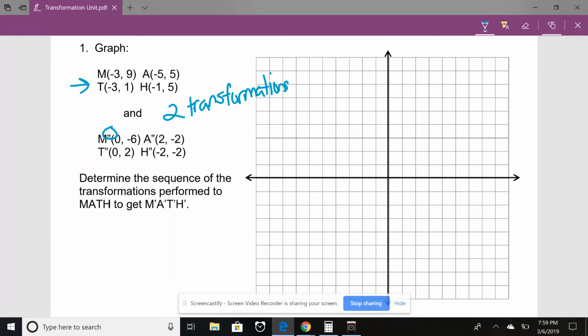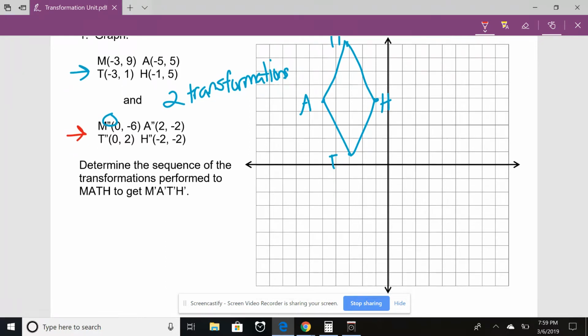All right, so we have M at negative 3, 9, which is up here. A is negative 5, 5. Label A. T is negative 3, 1. And H is negative 1, 5. There's my figure. Okay, now I'm going to graph my double prime figure.